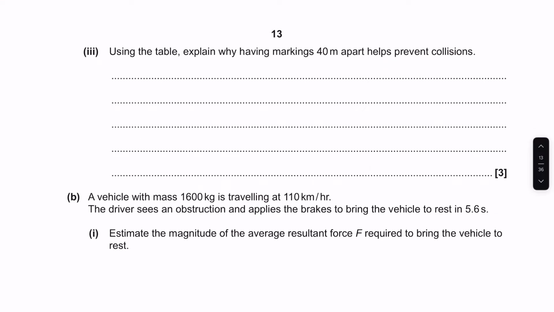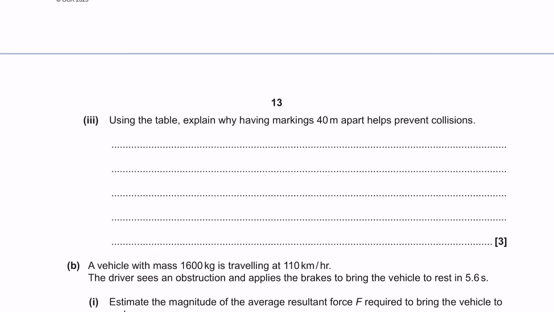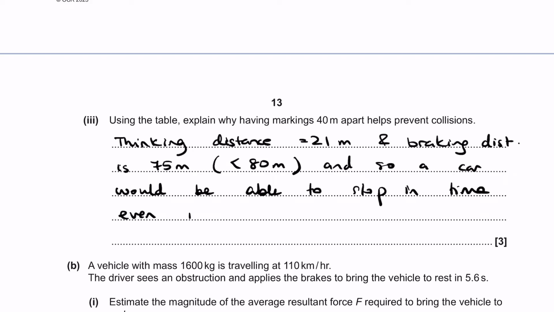Using the table, explain why having markings 40 meters apart helps prevent the collisions. So, well, the braking distance is 75 and the stopping distance is 96. So that means that the thinking distance, 96 minus 75 is 21. So, for the thinking distance being less than 21 meters and braking distance being 75 meters, which is less than 80 meters, as the drivers are advised to keep a distance of at least 2 markings. So the car would be able to stop even if it was traveling at maximum speed limit.